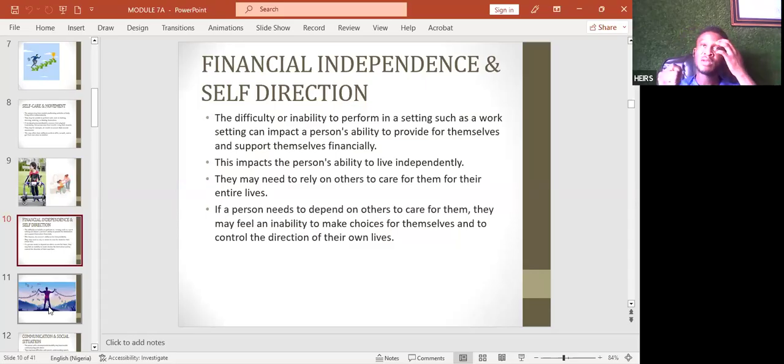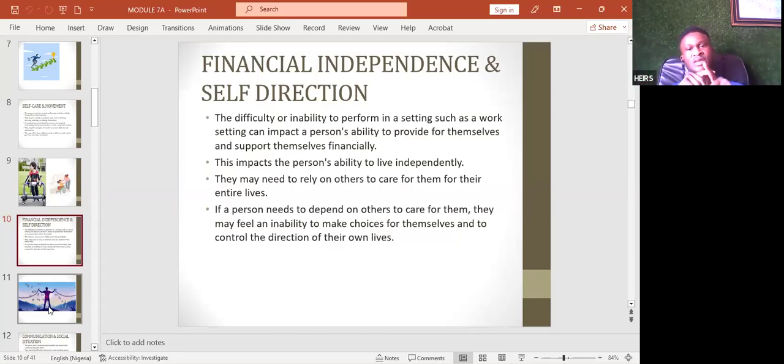But when there is developmental disability, this will affect the ability of this person to work for themselves. We see, those of us in this part of the country, a lot of disabled men begging on the streets. Why? They don't have financial independence. They have to depend on someone. So they lack that independence as a result of the developmental disability.